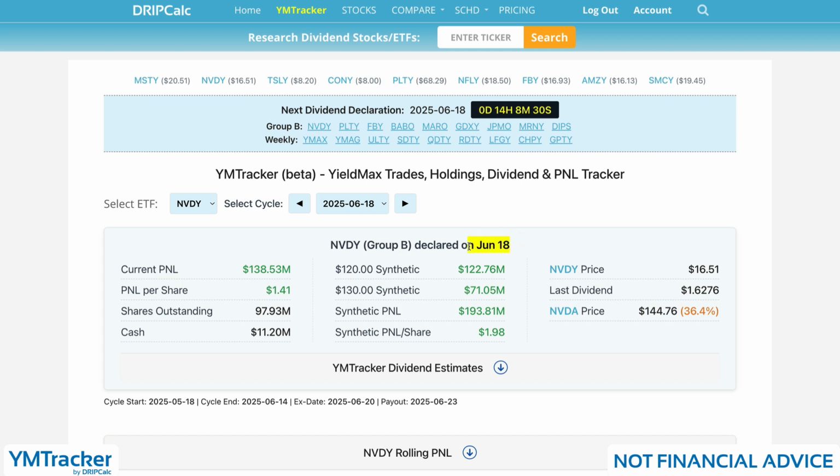So this is the cycle declaration date at 6:55 a.m. This clock is counting until 6:55 a.m. on the declaration day, and then it resets and goes to the next group.